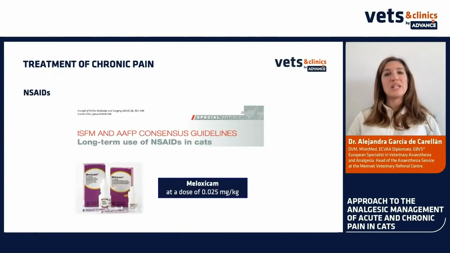For chronic pain treatment, we said that we could use NSAIDs in cats. And nowadays, the one being described is meloxicam for long-term use, at a really lower dose than the one that we would use for acute pain.